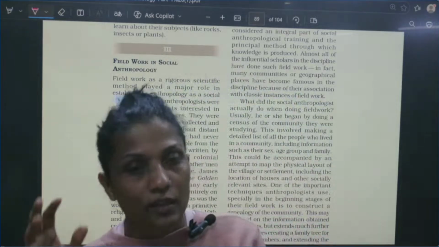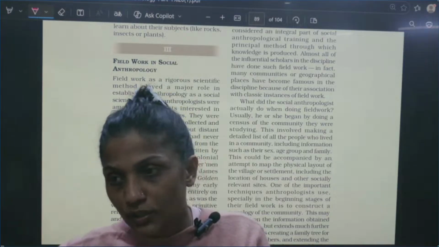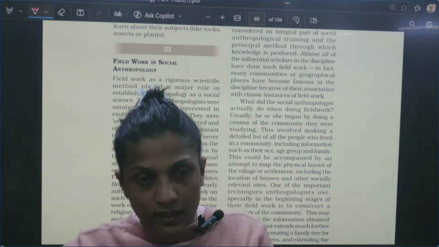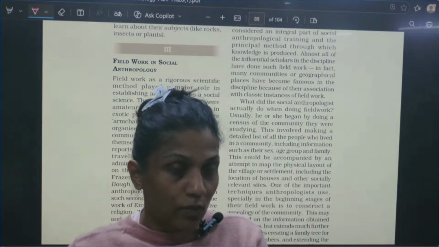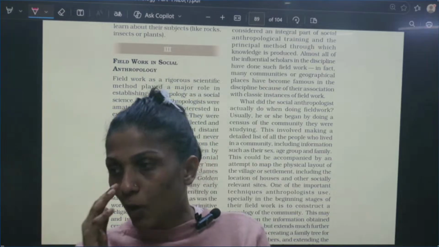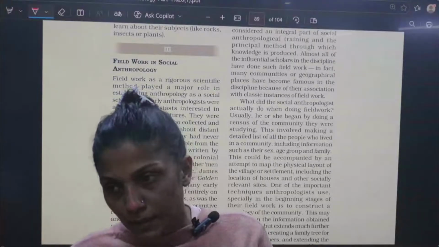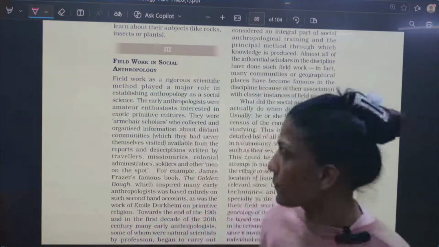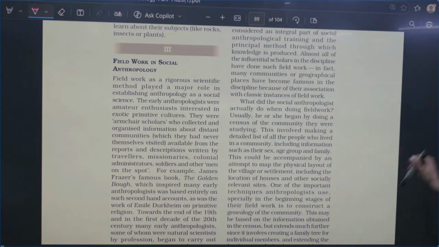Researchers generally go and live in that place and participate in the community. And then he or she is observing there for a longer period of time. So if you stay there for 1-2 years, you'll become a part of their life. Okay. So field study. Field work as a rigorous scientific method played a major role in establishing anthropology as a social science.